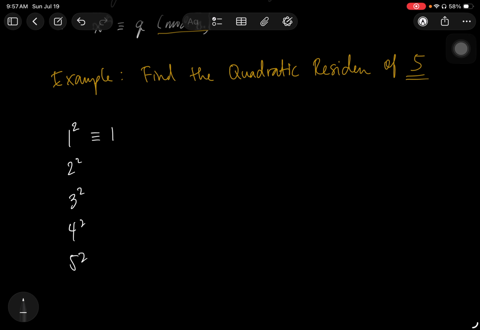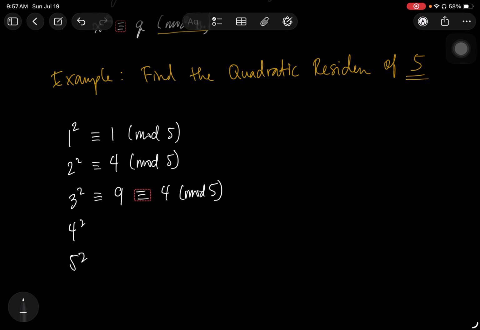So 1 squared is 1, then mod 5 will just give us 1. Then 2 squared is 4, and 4 mod 5 is 4. So that's the reduced one. 3 raised to 2 is 3 times 3, which is 9. So 9 is greater than 5, still can be reduced. So we can reduce 9 to 4 mod 5. Next is 4. 4 raised to 2 is 16. 16 is greater than 5, so we can still reduce. This will become 1 mod 5.